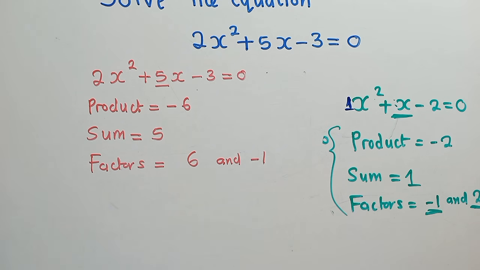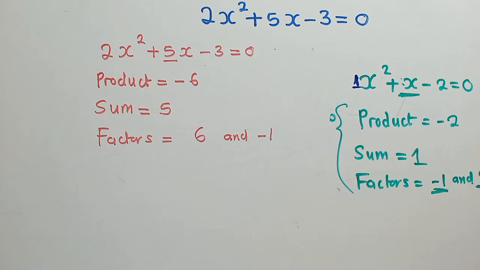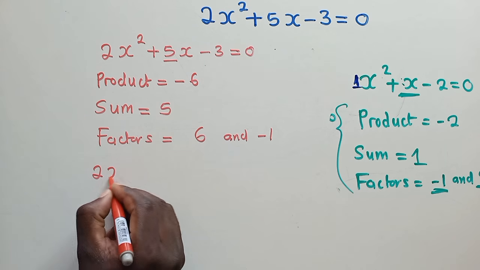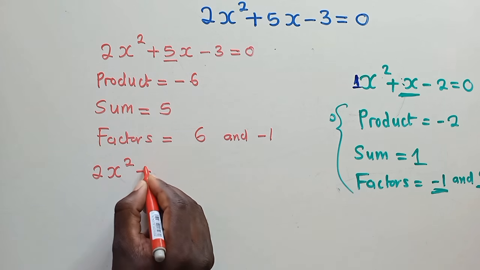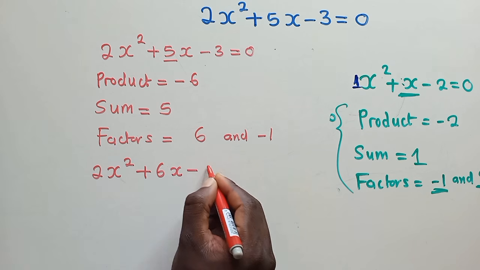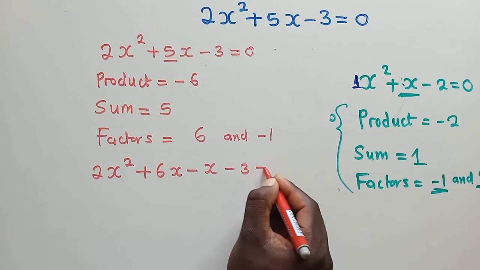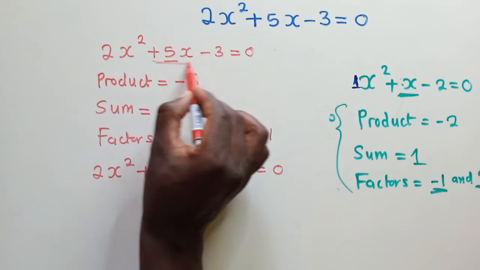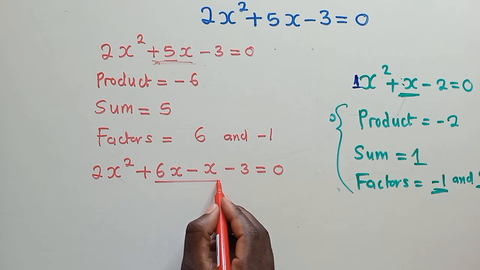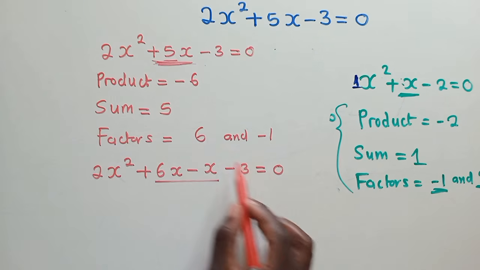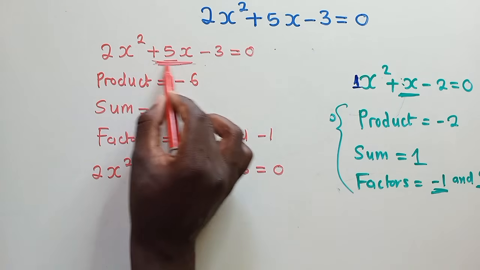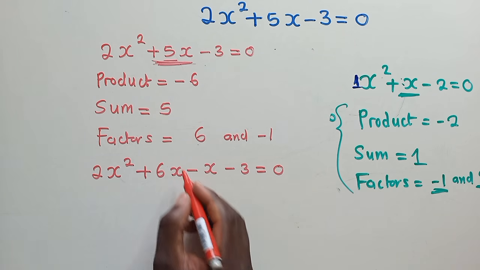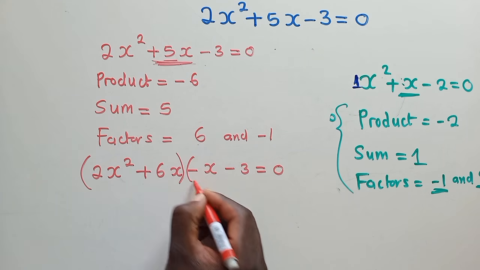So upon identifying the factors, we now substitute these. So we shall have 2x^2 + 6x - x - 3 is equal to 0. Okay? So you see, I've just substituted them right here. This is where they are. We get this and this, substitute them there. And this is what we have. So after doing this, you now factorize by grouping.